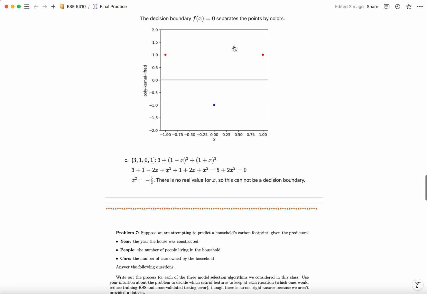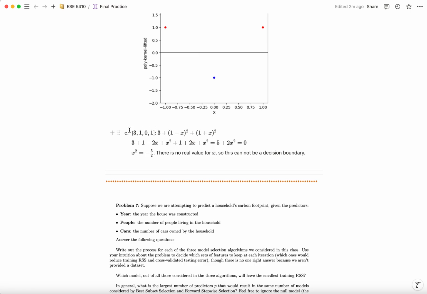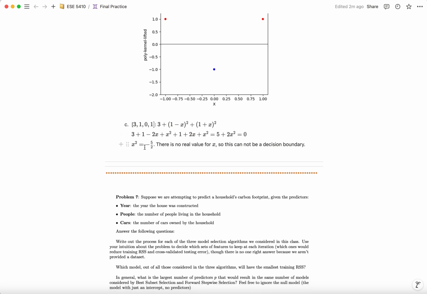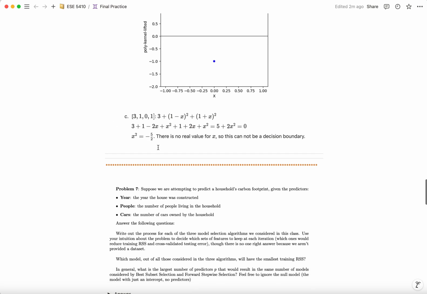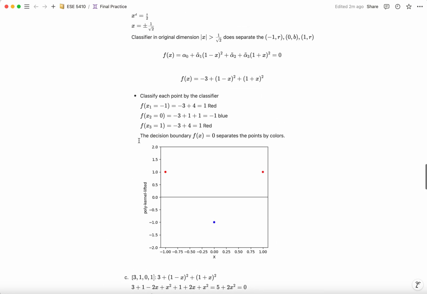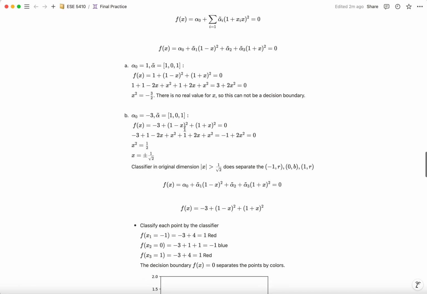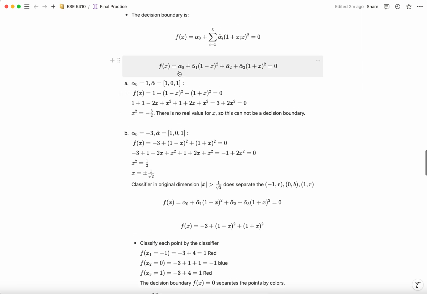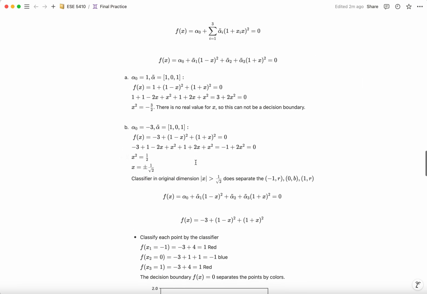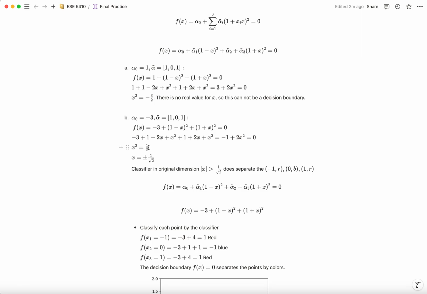In the same way, C, this set of weights, this being alpha 0 and this being alpha tilde, does not satisfy that equation because it gives us x squared equal to a negative number. Again, there's no real value of x that satisfies this. But option B, where alpha 0 is negative 3 and alpha tilde are these numbers, when we substitute them in this equation here, we end up with x squared equals half, and that is solvable.